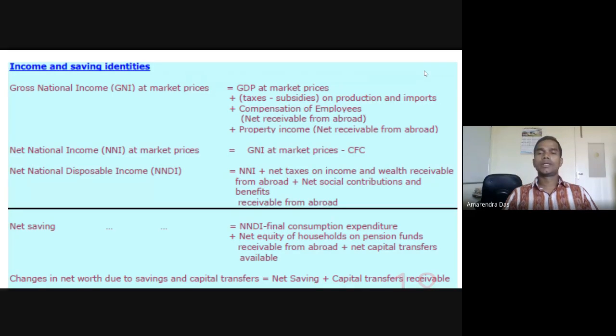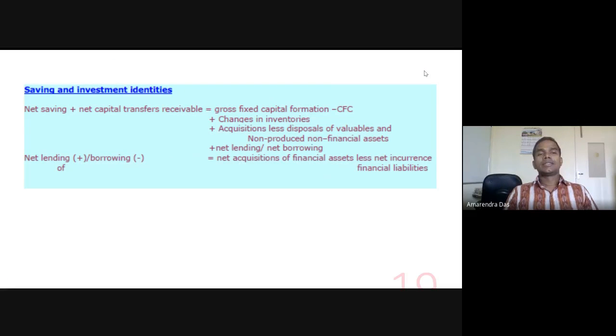So here we are including the taxes, and the net saving is equal to net national disposable income minus final consumption expenditure, plus net equity of households in pension funds receivable from abroad, plus net capital transfers. So the changes in net worth due to saving and capital transfers is equal to net saving plus capital transfers receivable. And again, some more identities, saving and investment identities.